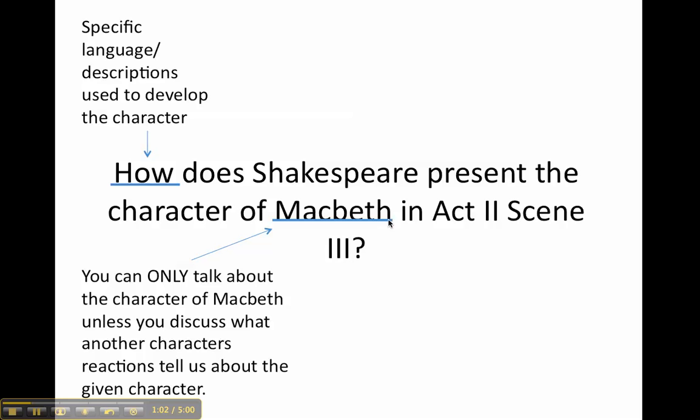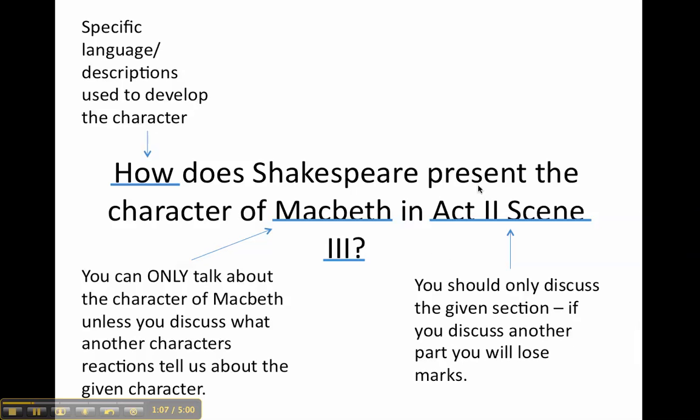Now, Act 2, Scene 3, that means in your answer to the question, you should only discuss Act 2, Scene 3. If you discuss another part, you're not actually answering the question and could lose marks. You need to be specific about what part of Shakespeare's language you're focusing on.